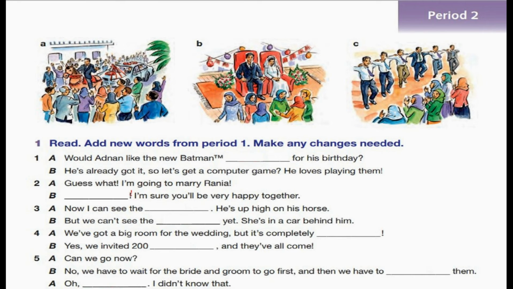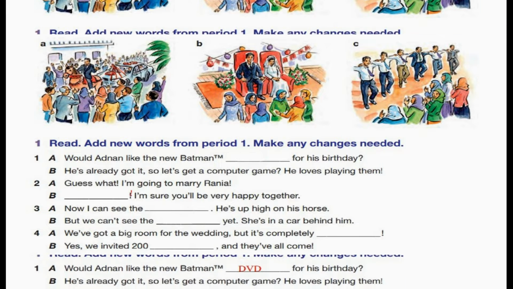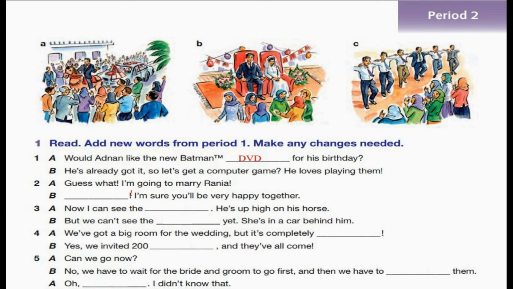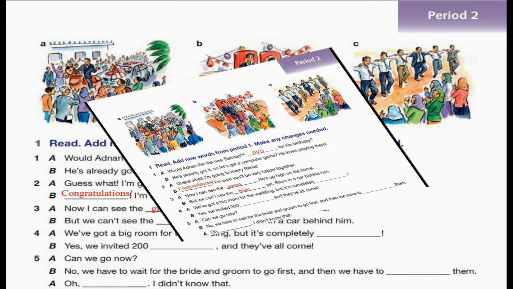Period 2. Activity 2 and Activity 4. 1. Would Adnan like the new Batman DVD for his birthday? He's already got it. So let's get a computer game? He loves playing them. 2. Guess what? I'm going to marry Rania. Congratulations. I'm sure you'll be very happy together. 3. Now I can see the groom. He's up high on his horse. But we can't see the bride yet. She's in a car behind him.